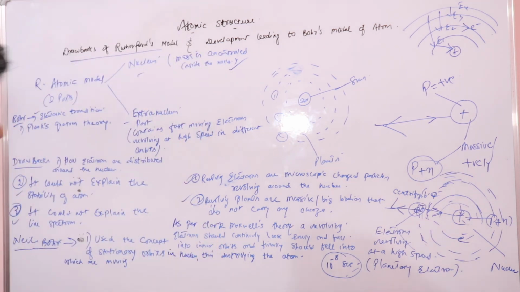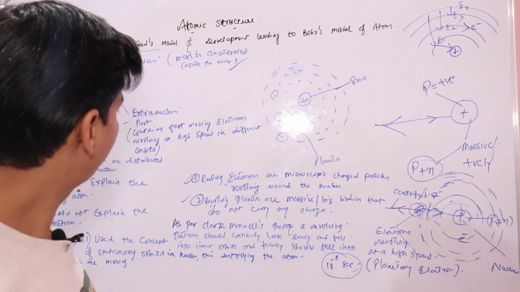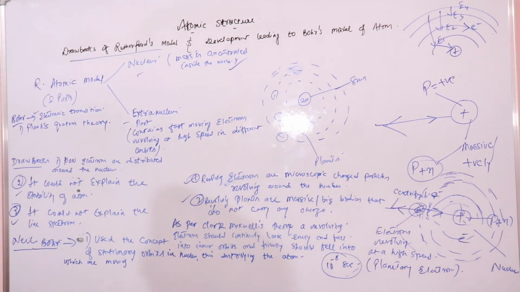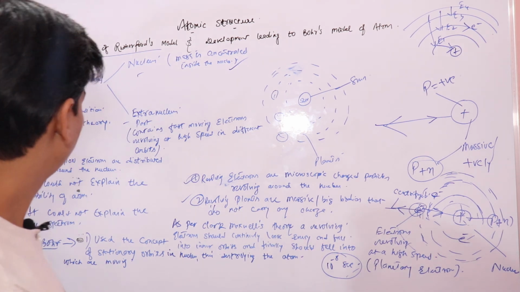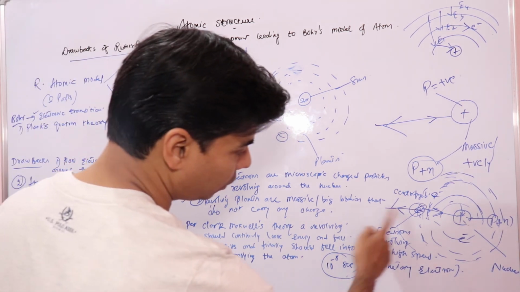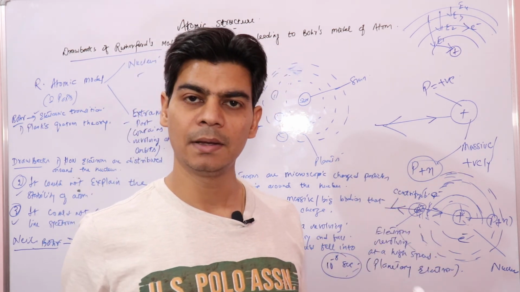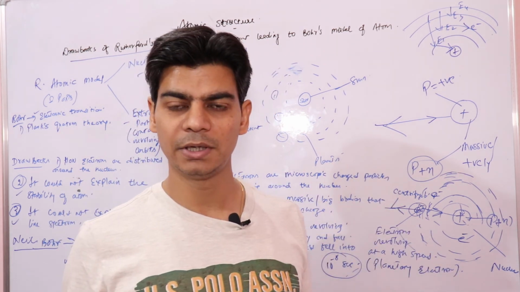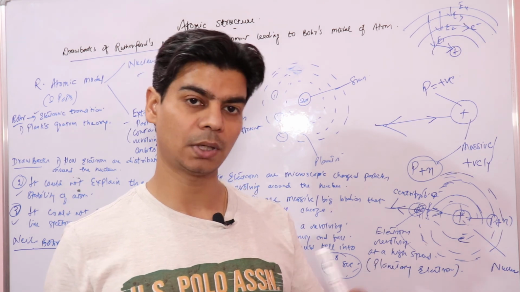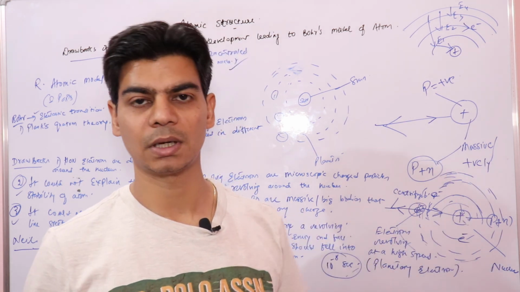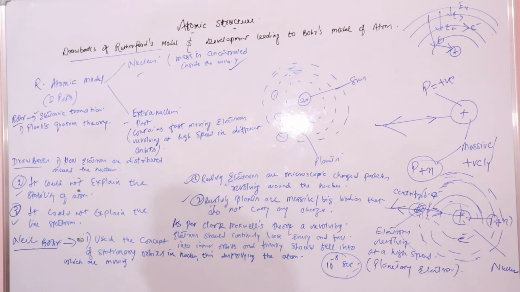Now, coming to the drawbacks, it did not talk much about how electrons are distributed in various orbits. It just said that electrons are moving in different orbits. It did not talk much about how electrons are distributed around the nucleus. This was the first drawback.